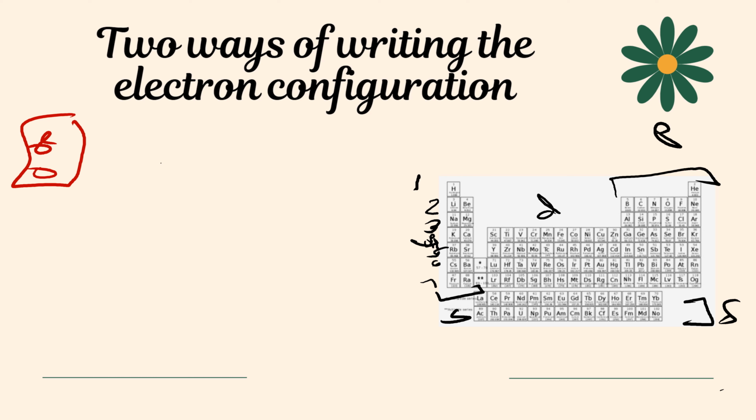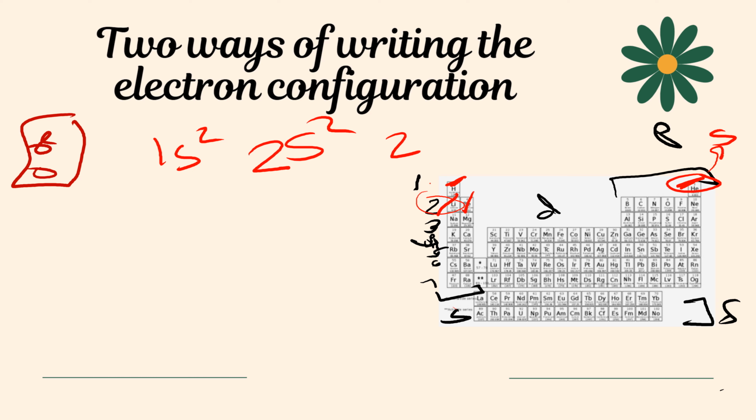So we would do 1s2, because this is the s block, and then 2, which is n, the energy level, 2s2 because it's 1, 2, and then 2p, 1, 2, 3, 4, for oxygen. And we can do it in the method that I just showed you, which is 1s, 2s, 2p.